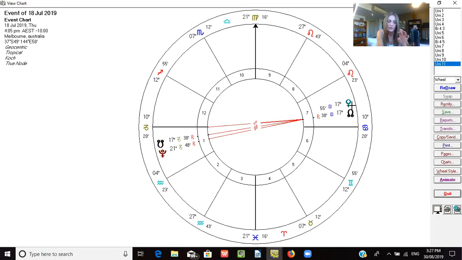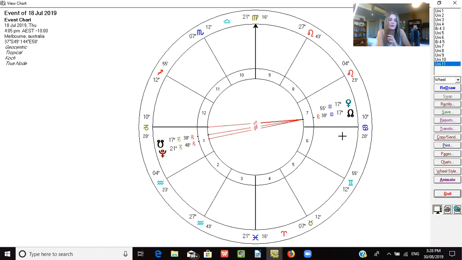This principle applies to any two planets. Obviously, whether it's separating or applying, it's always going to be the faster moving body that's going to move away or merge towards. That's the difference between an applying and separating aspect. And in traditional astrology, as I said, an applying aspect does seem to hold more weight in terms of its potency.